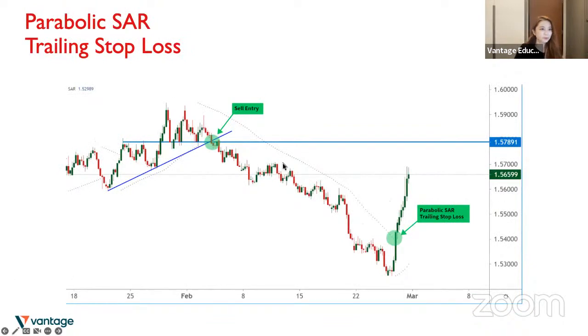Okay, moving on. Next up, we are looking at a parabolic SAR trailing stop loss. Parabolic SAR moves similarly to something like a moving average, but it's not so much of a moving average. You can see from the front part that price is on an upward moving trend. The parabolic SAR dots are below the price, which indicates an upward moving trend, and are acting as a trailing stop loss and as support.